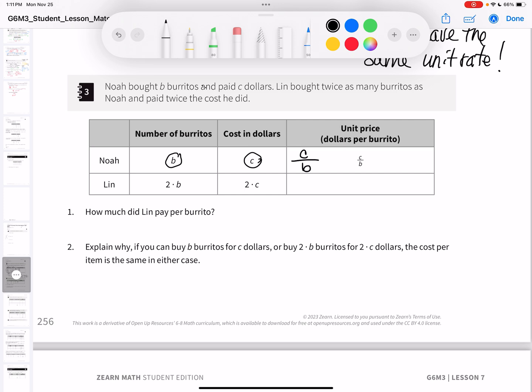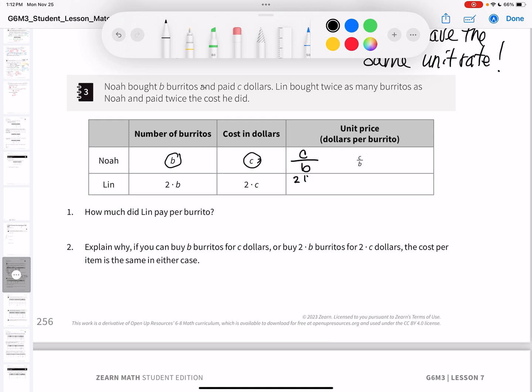So Lynn is 2 times B for the number of burritos because she doubled the burritos Noah bought. And so she doubled her price also. So how much did Lynn pay per burrito? Well, that would be 2C divided by 2B, right? So we could split that into 2 over 2, 2 divided by 2, times C divided by B. Well, 2 over 2 is 1, so that's really like going 1 times C over B, and 1 times anything is itself, so it's just C over B.